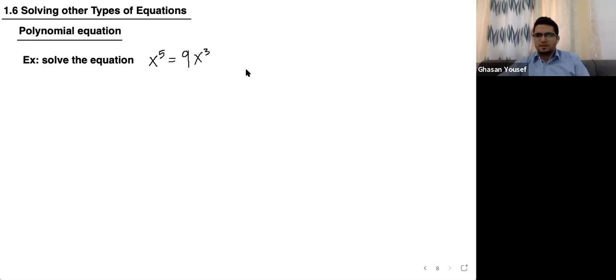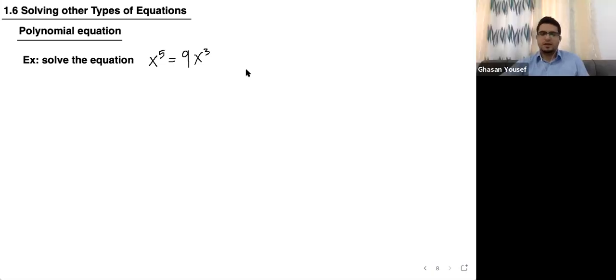First of all, this equation is not a quadratic. Why? Because the leading degree, the highest degree, is not 2, it's 5. The degree of this equation is not 2, it's 5. So this is not a quadratic, and at the same time it is not linear. So this is one of the other types of equations.